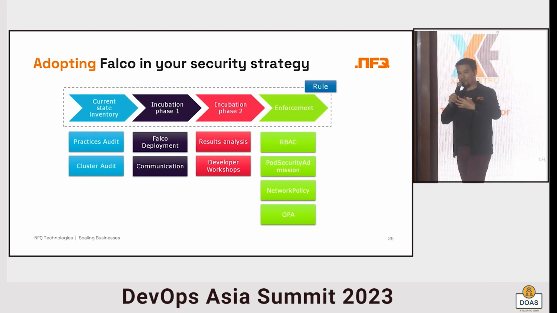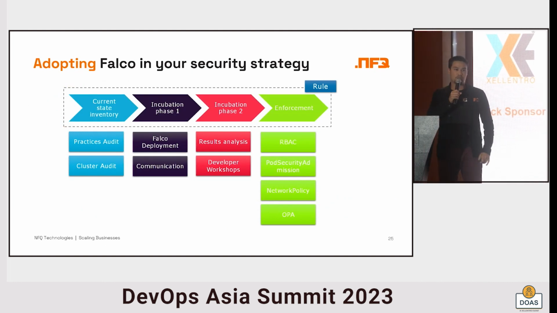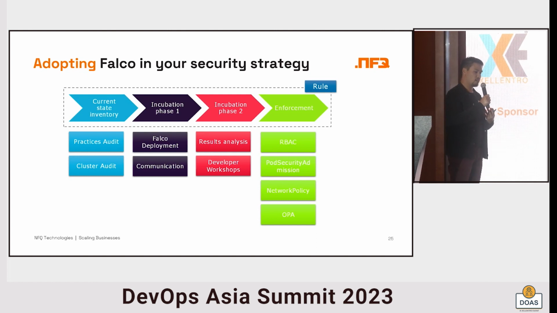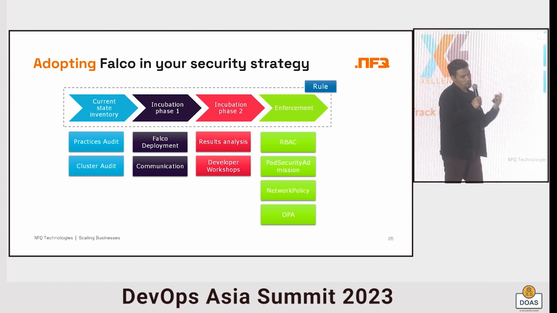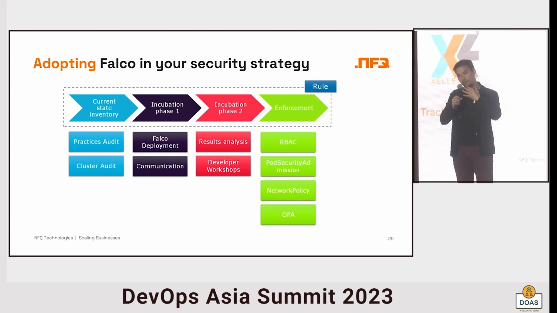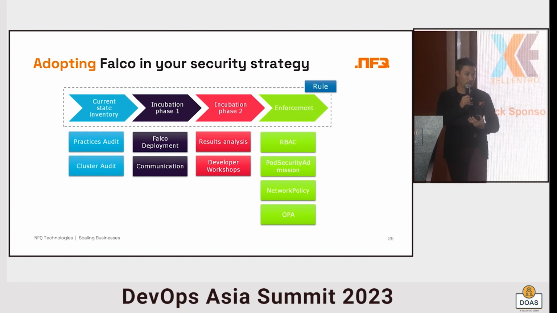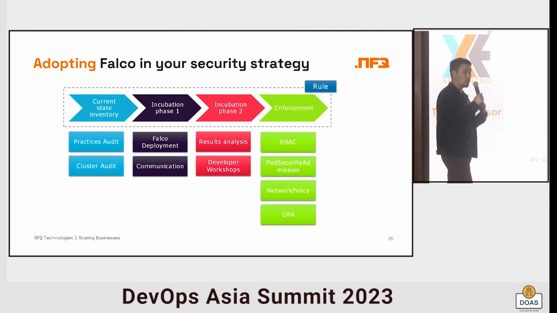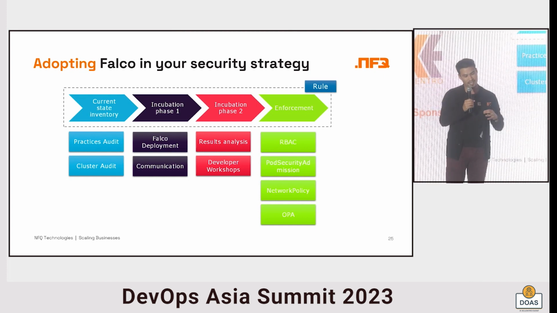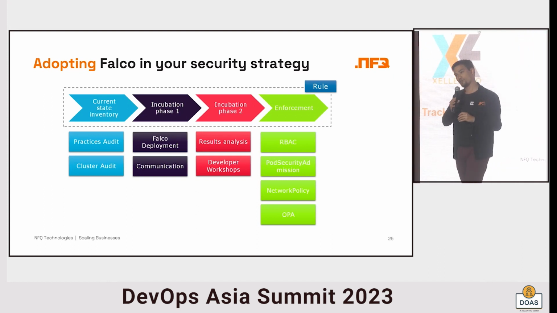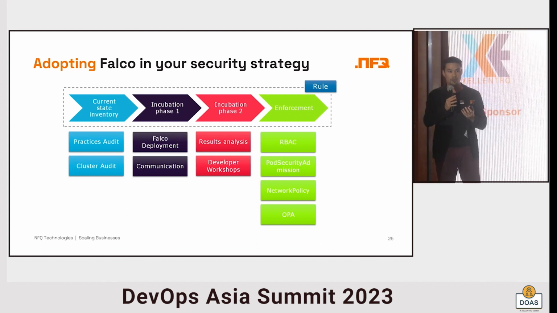In case you would like to adopt Falco in your security strategy, this is a recommended approach. The very first step would be probably to start looking at what you have in terms of Kubernetes. What kind of version do you have? What kind of packages? Do you already have a lot of privileged pods? Do you already have a lot of containers that are running as root? It's very important at the beginning to try to understand the context of your cluster.